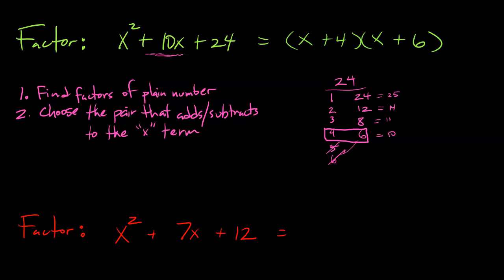Sydney, if I wasn't sure if I did this problem right, what could I do to check my work? Good. So you could FOIL out those 2 parentheses to see if you did it right. And I'll just tell you we did. So x squared, 6x and 4x make 10x, and then 24.